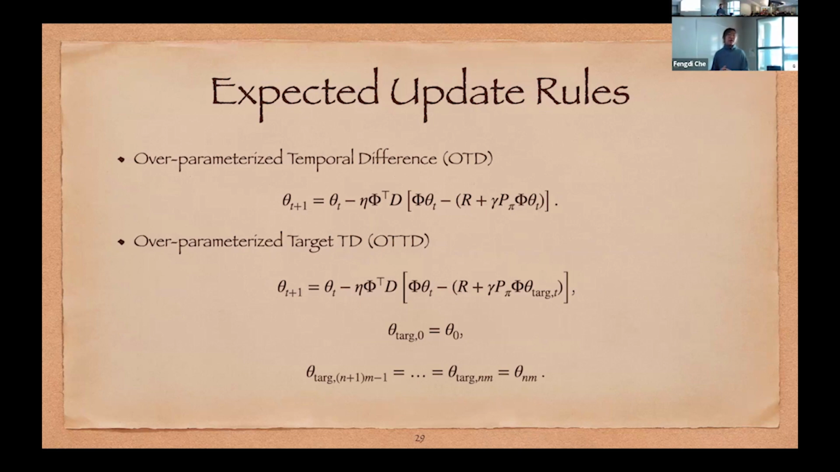If we look at the update rule for over-parameterized TD, we just take a semi-gradient of the mean square of the temporal difference error. It will give us the update rule there. But for over-parameterized target TD, we add in a target network. It means when we compute the temporal difference error, we bootstrap using the target parameter. The target parameter is initialized the same as the student one and updated every M steps.